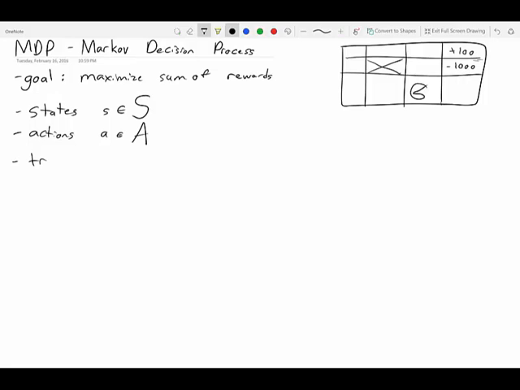We have a transition function, and this is denoted as big T of the current state S, the current action A, and the next state S prime. You can actually view this as a conditional probability. This is the same as: what is the probability of the state S prime given that you were in state S and you took action A.